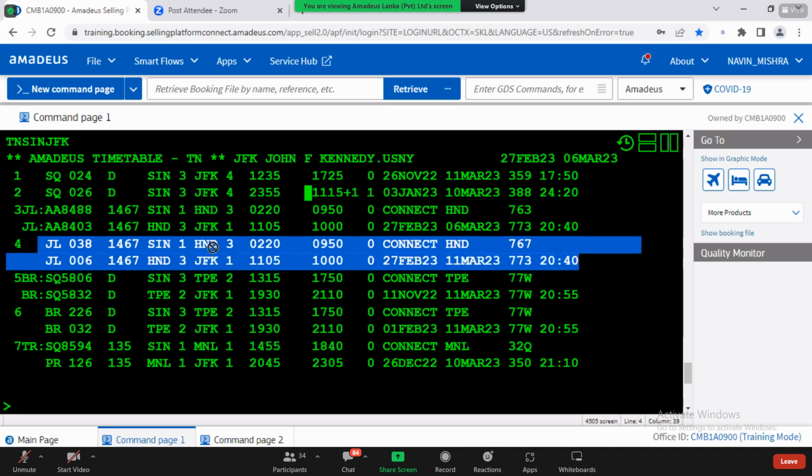Now tell me the connection. The connection is at Tokyo Airport. This passenger has to reach Tokyo Airport first and then reach John F. Kennedy. Understood? Yes or no?